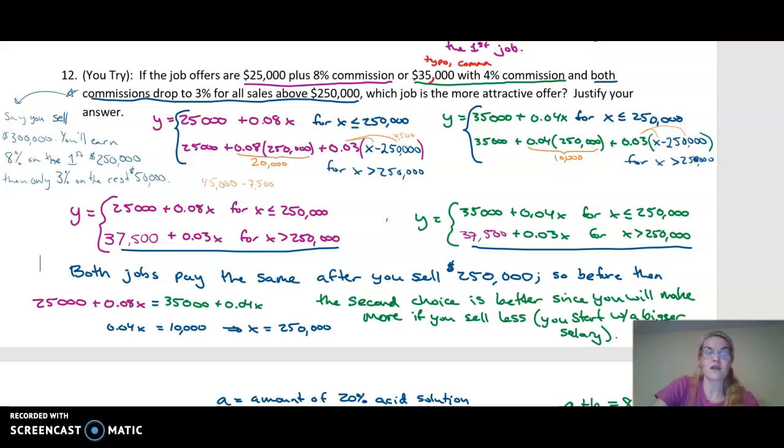$37,500 plus 3% of X, right, of however much you sell in both jobs. So both jobs pay the same after you sell more than $250,000. So which of these jobs is more attractive? Well, in my opinion, it'd be job green, simply because you will make more if you sell less because you'll have a larger starting salary, right?